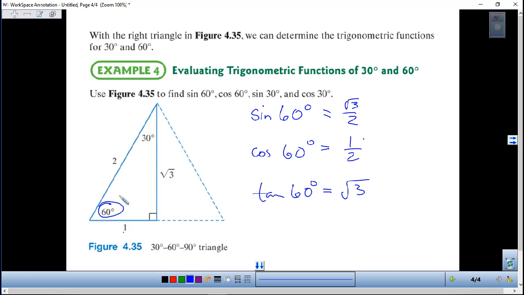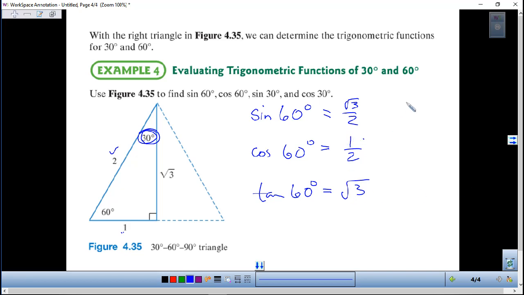Now, here's the thing. What happens when we go from talking about the 60-degree angle to talking with reference to the 30-degree angle? What changes? Does the hypotenuse change? No, it stays the same. It's the exact same one that it was before. The only thing that's going to change is the opposite and the adjacent. So that means these two right here are going to swap places, or the values anyway are, and this one down here is going to flip over.